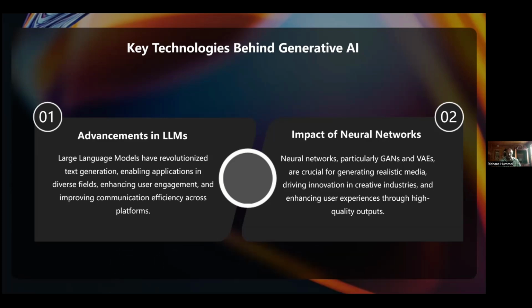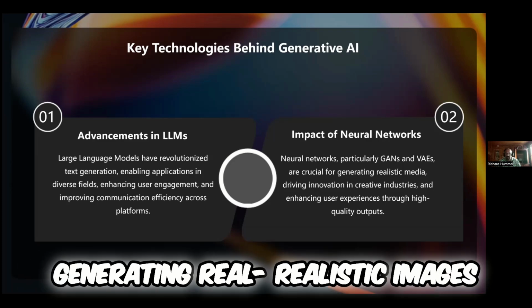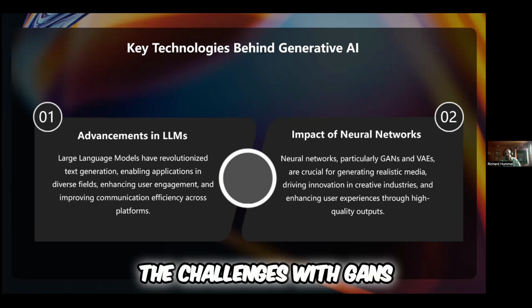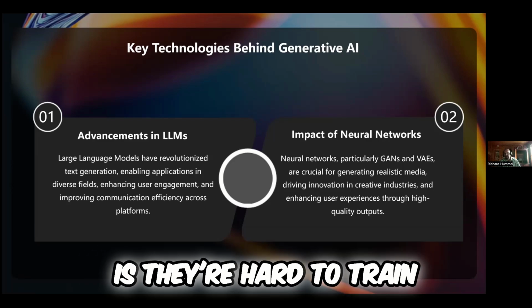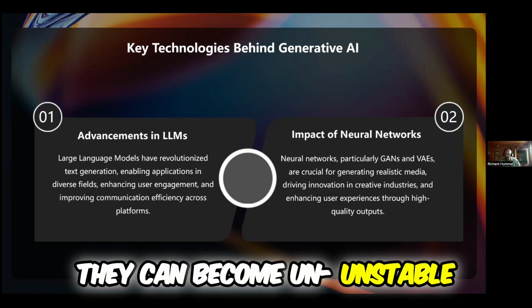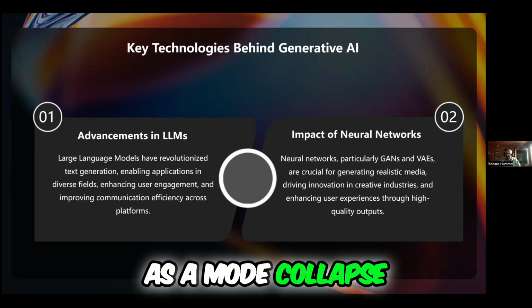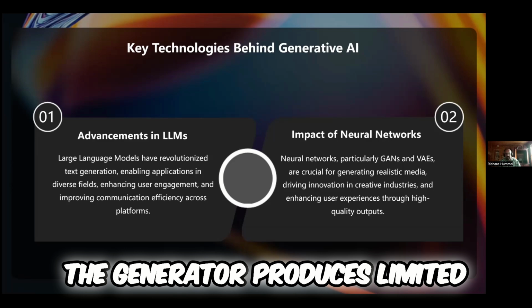So this is used for generating realistic images, deep fakes, and data augmentation. The challenges with GANs is they're hard to train. They can become unstable, or they have what's known as a mode collapse. The generator produces limited variety.